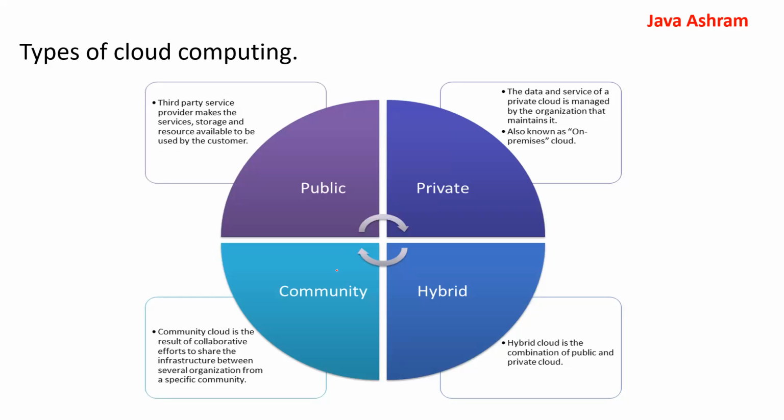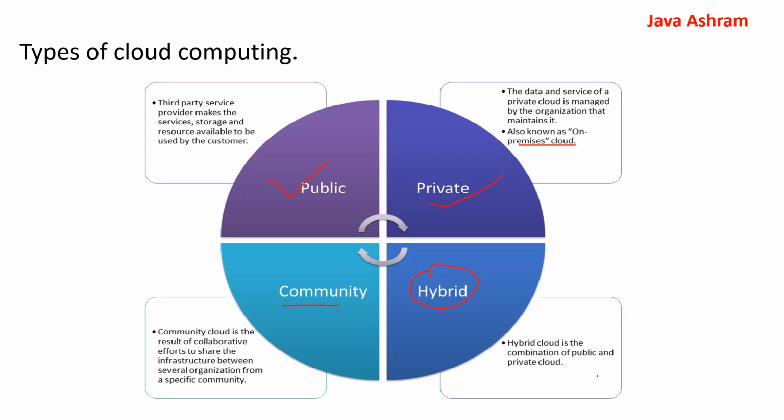So there are various types of cloud computing, like public cloud computing. What is public cloud computing? A third-party service provider makes services, storage, and resources available to be used by the customer. What is private cloud computing? The data and services of a private cloud are managed by the organization that maintains it, also known as an on-premises cloud. Community cloud computing: a community cloud is the result of collaborative efforts to share infrastructure between several organizations from a specific community.